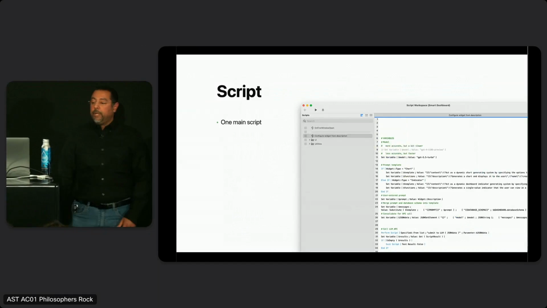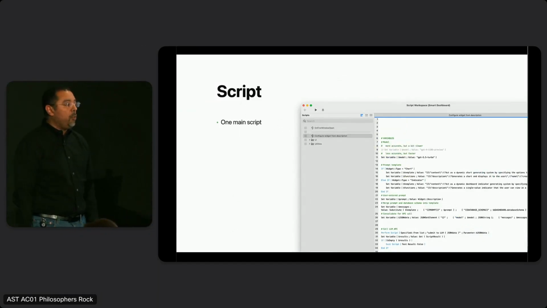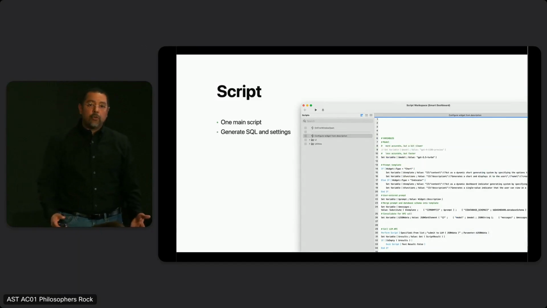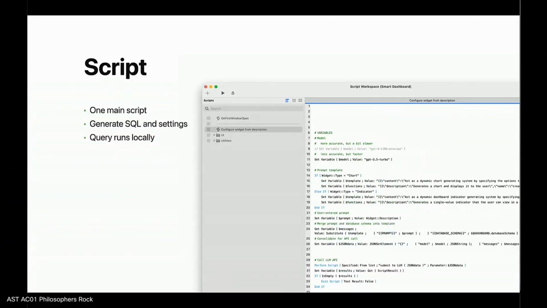From a scripting standpoint, there's only one main script. Everything else is really about UI and stuff like that. So just one script there. That script calls the model, generates some SQL, and generates some settings that I can then process locally. So we run the SQL completely local. Again, there's no data exchange, running that locally.